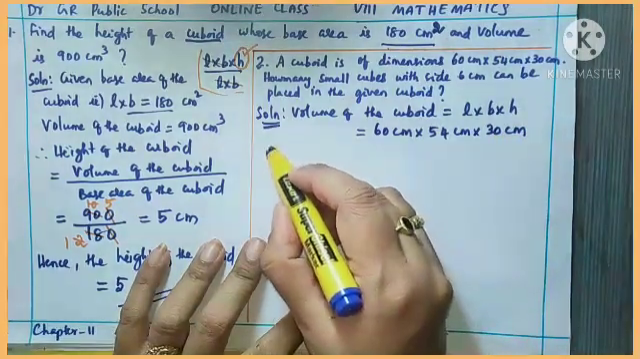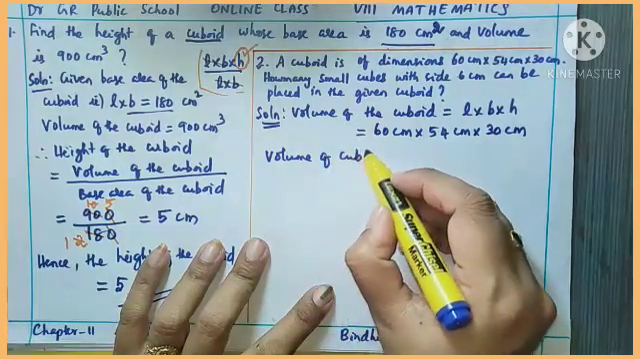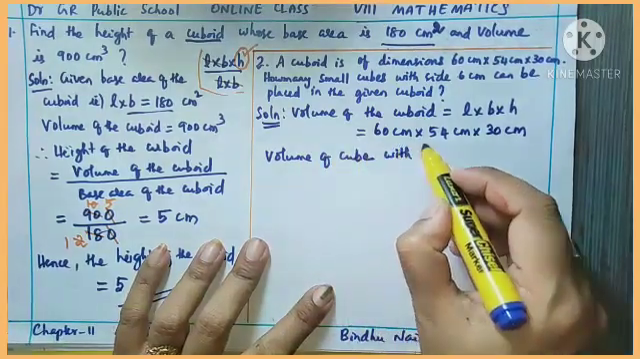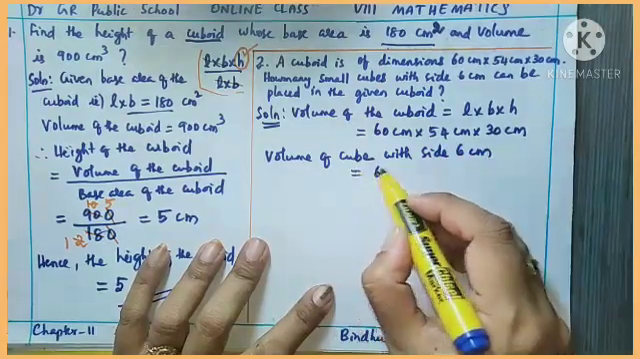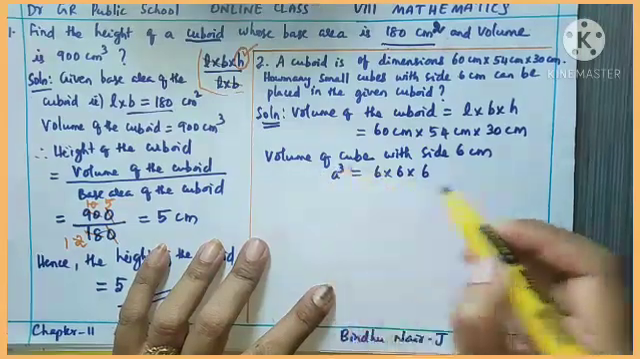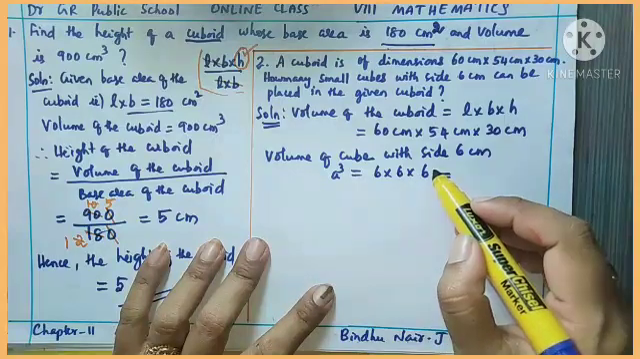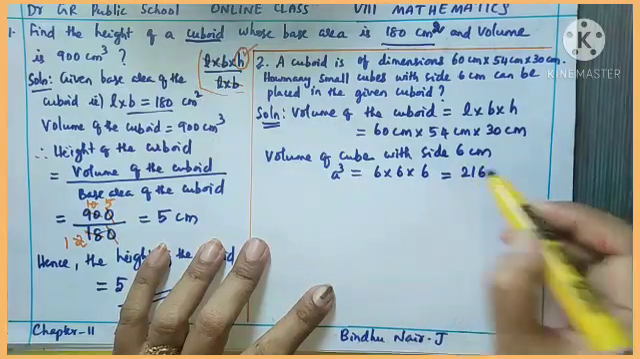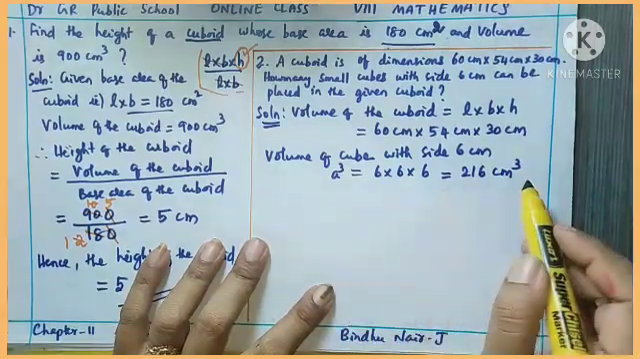Now the volume of the cube, with the side how much is given? 6 centimeters. So 6 into 6 into 6, because it is a cube, A into A into A. What is 6 into 6 into 6? Can you say? 216 centimeter cube. All of you find this answer.